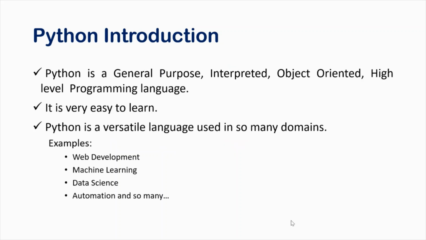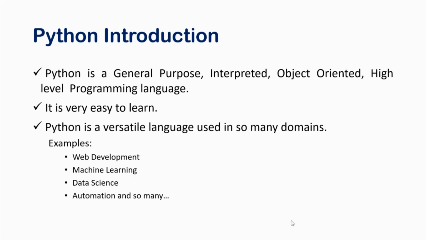Why do we use Python? Python is a general purpose, interpreted, object oriented, high level programming language. This is the complex definition written on my screen. So we will break this definition down and learn one by one. What is the meaning of general purpose? What is the meaning of interpreted? What is the meaning of object oriented and high level programming language?